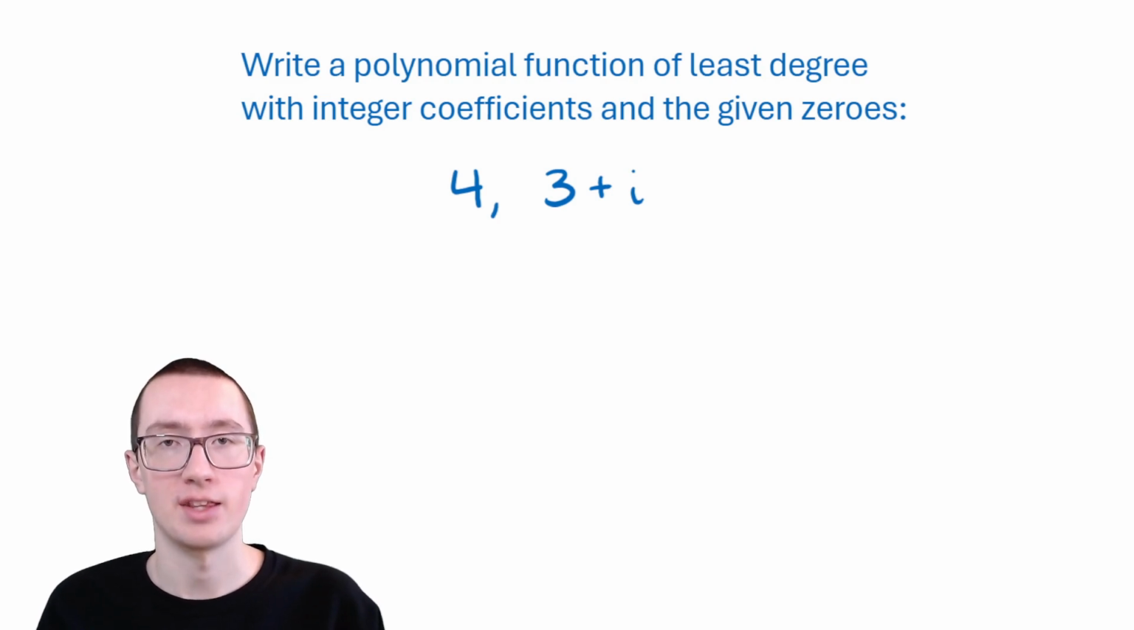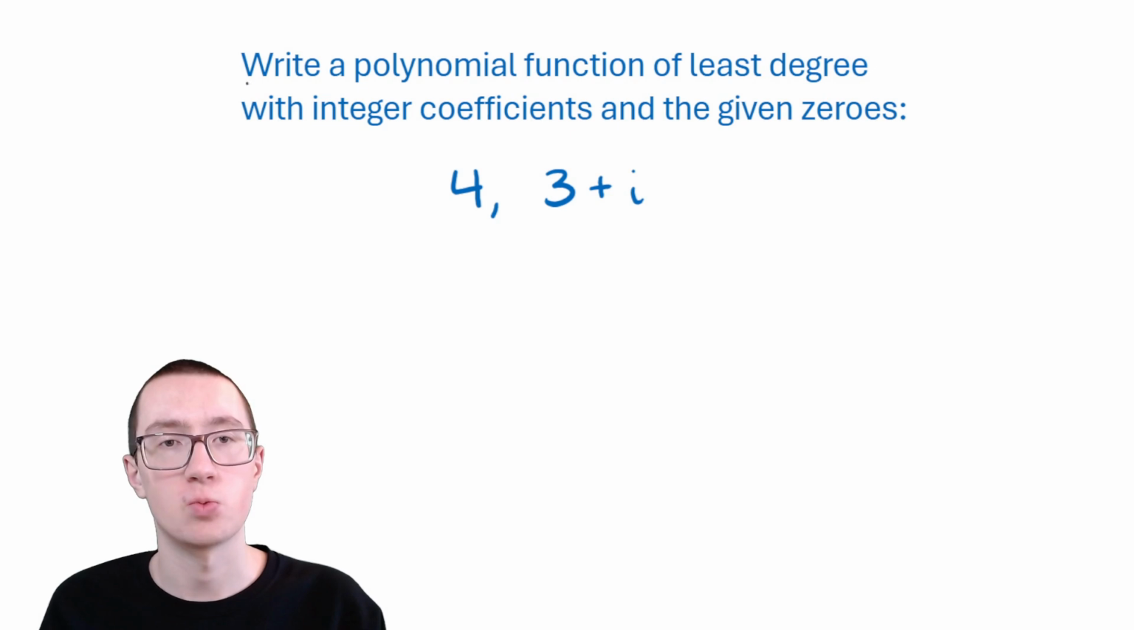Here's how to use the complex conjugates theorem to write a polynomial function of least degree with integral coefficients having the given zeros. Well, here we go. We're going to do exactly that. But let's go ahead and break down what it is we're even looking at.